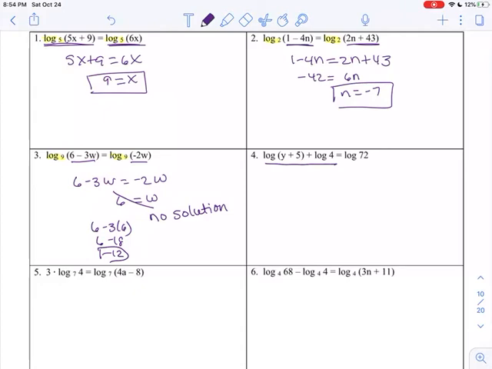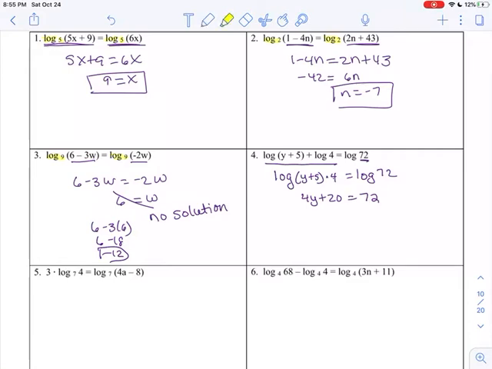All right, number 4 is going to be log base 10, but look how I have two logs on the left. So I'm going to have to condense those together. When I am adding, I condense them through multiplication. So I'm going to have log base 10 of y plus 5 times 4. I'm condensing those two logs since they have the same base. Now this 4 needs to be multiplied by the y and by the 5, so that's going to be 4y plus 20.